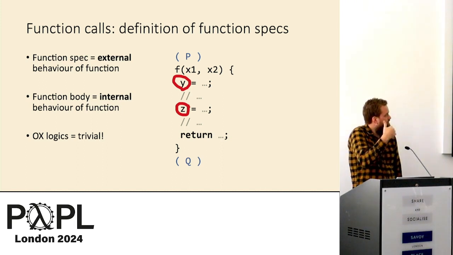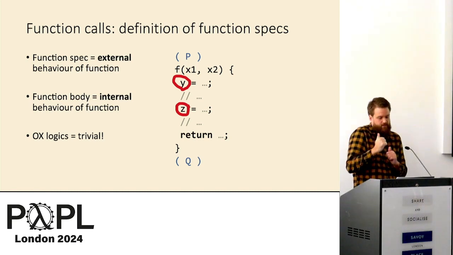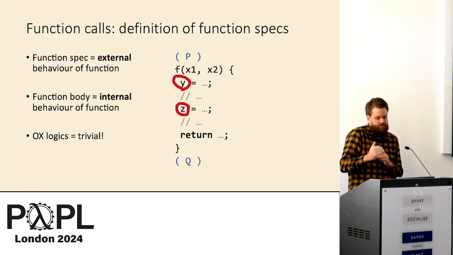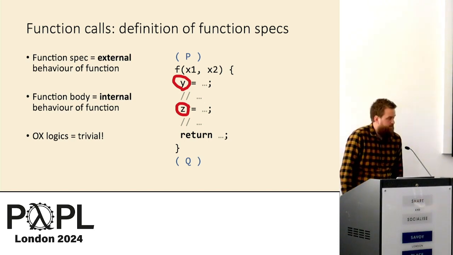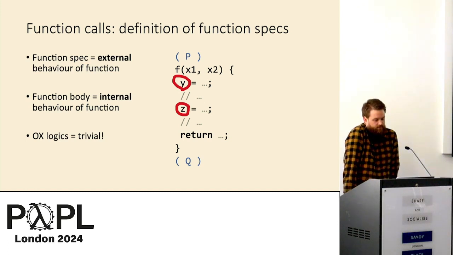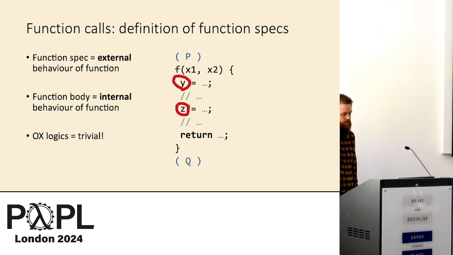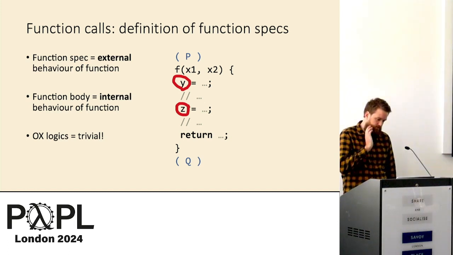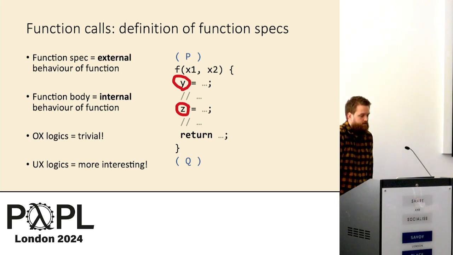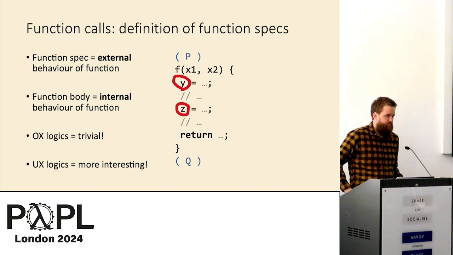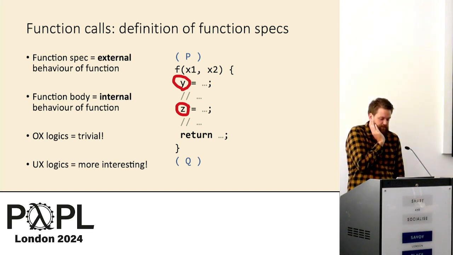And if you have the internal behavior, so in the sense that you have done a proof about the behavior of your function body, then it's very easy to derive the external behavior, because in over-approximate logics you can just throw away any kind of information you want. So just throw them away, you don't think about it that much. But in under-approximate logics it's a little more interesting, because there you're not free to throw away whatever information you want.